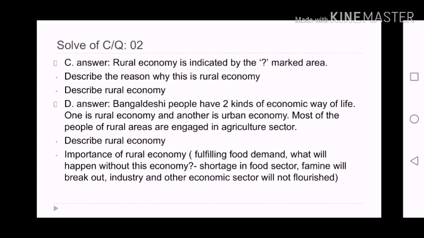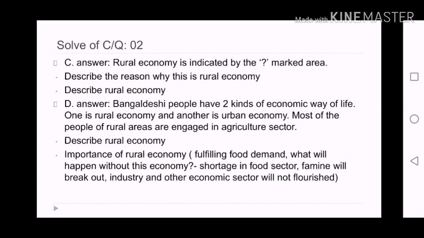We have already learned that rural economy is very important in our economy because our economy mostly depends on the agriculture sector, and in the rural economy most people are doing farming or are engaged in agriculture, so they are actually working for fulfilling our food demand. So if they stop working, we will starve to death. There will be scarcity of food.